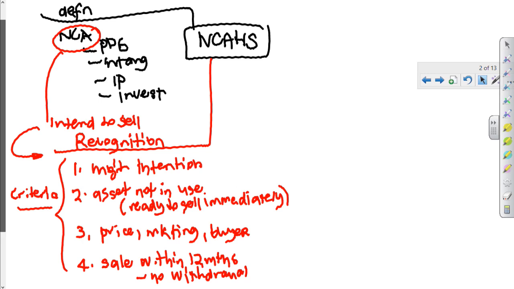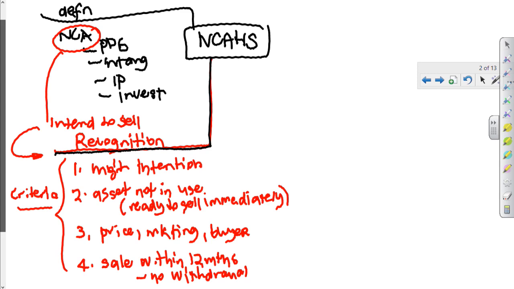Recognition criteria up to now, we've always referred to the framework, isn't it? We always say probable, measurable, probable, measurable. But for non-current assets held for sale, that's your recognition criteria. Your recognition criteria includes that there must be an intention to sell, that the asset can't be being used anymore, that we need to be looking for a buyer and set a price, and that the sale is going to happen within the next 12 months.